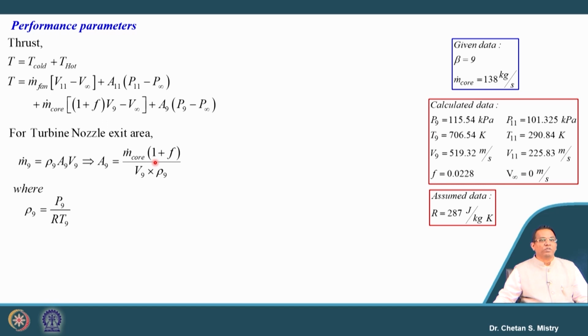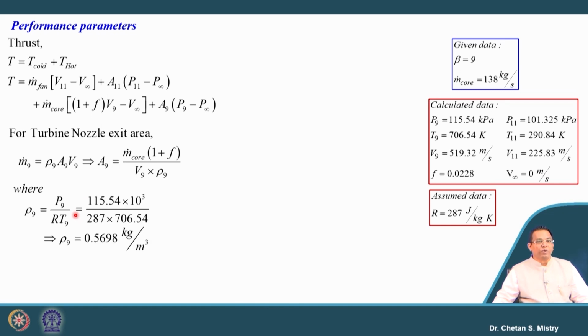Here we can write down this formula. For, say, the turbine nozzle, our requirement is to calculate the exit area of the turbine nozzle. That is what we can write down in terms of my density and my pressure. The density calculation is coming to be 0.569 kg per meter cube. If we put that in the mass flow rate equation, we will have our area as 0.477 meter square. So, this is the exit area of the turbine nozzle.